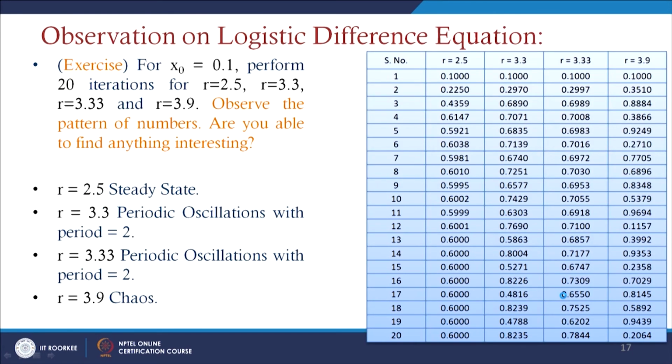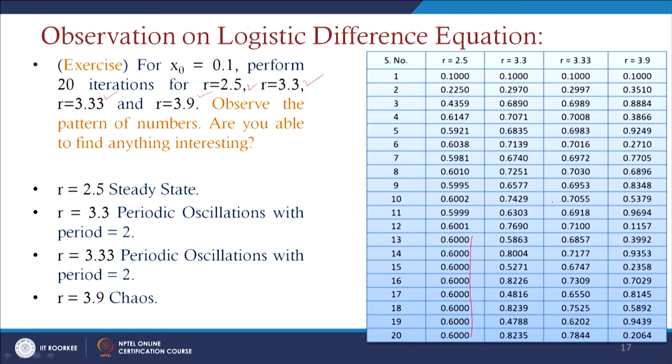So, if you go for this observation of logistic difference equations for x0 equals 0.1, perform 20 iterations for r equals 2.5, r equals 3.3, r equals 3.33 and r equals 3.9. We can find that for r equals 2.5, after certain time steps we get a steady state. There is no change of values. But in the case of 3.3 you can find a periodic oscillation. After certain values it obtains the same values with each of the oscillations.